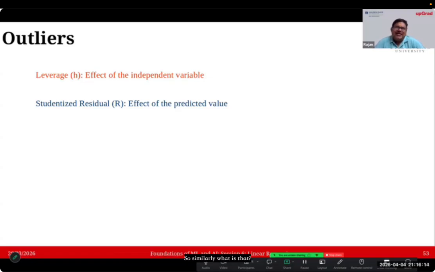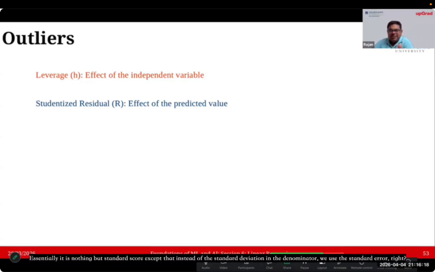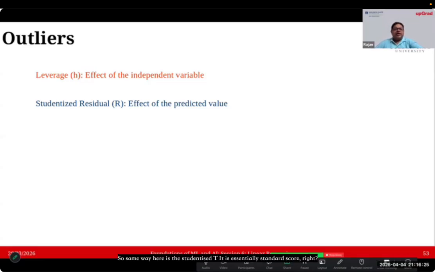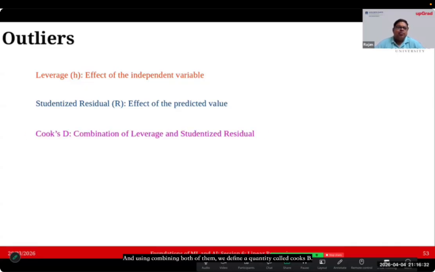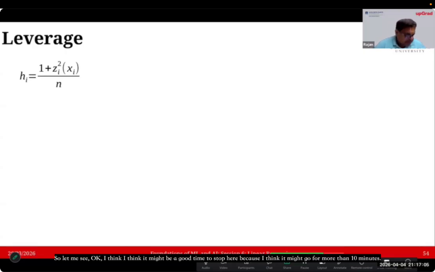So similarly, what is the studentized residual essentially? It's nothing but a standard score, except that instead of the standard deviation in the denominator, we use the standard error. And combining both of them, we define a quantity called Cook's D. That is what will help us define whether a point is an outlier or not. So for each point, we will calculate leverage, studentized residual, and Cook's D. And we will check the Cook's D value. There are some guidelines for Cook's D value. Based upon that, we will define whether a point is an outlier or not.